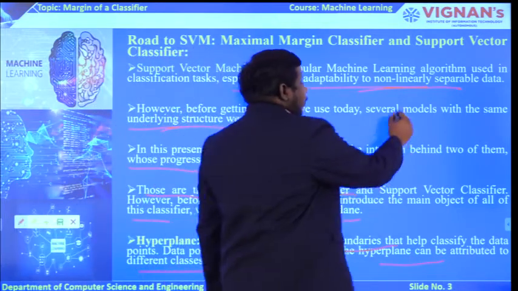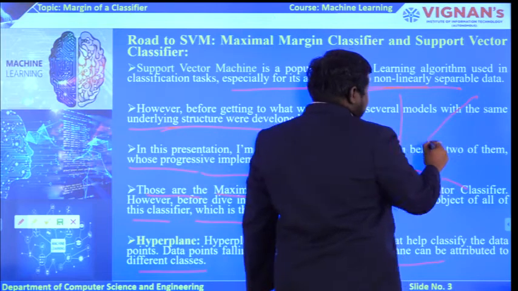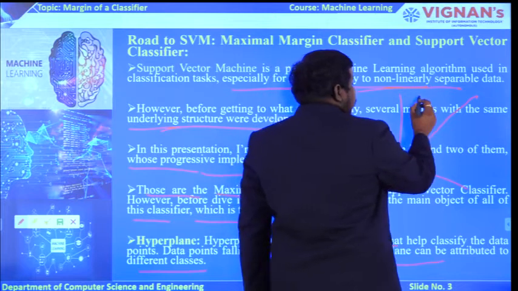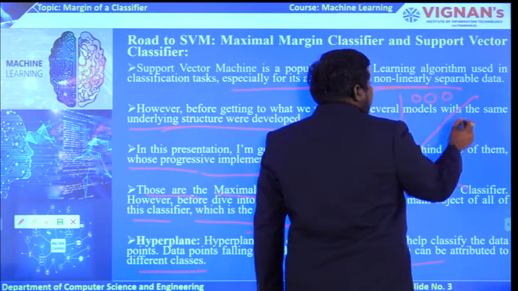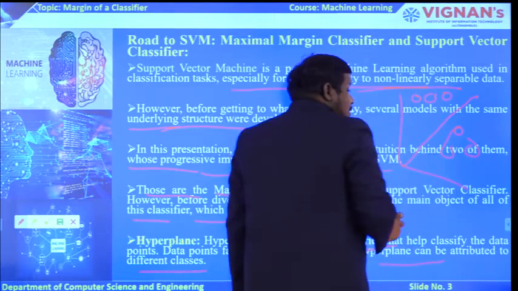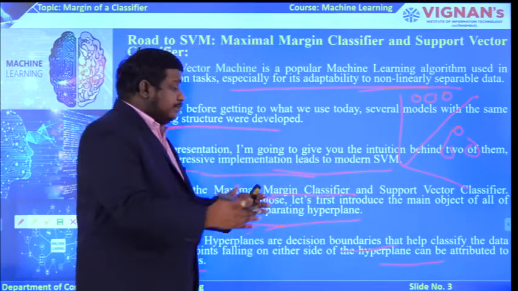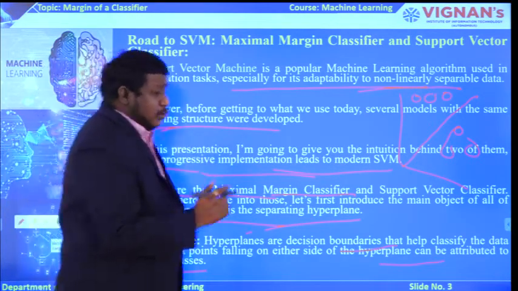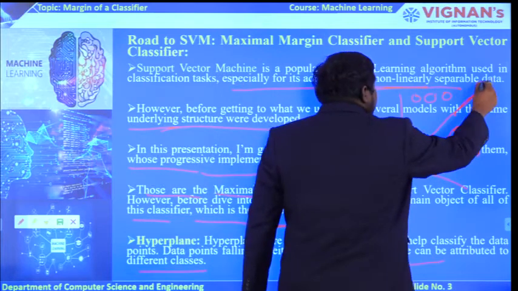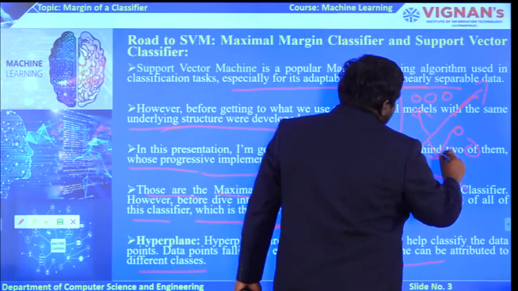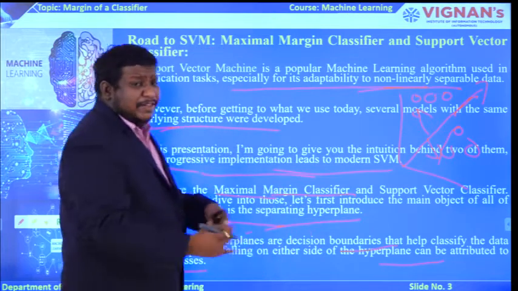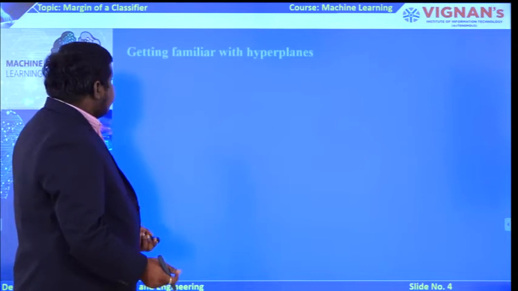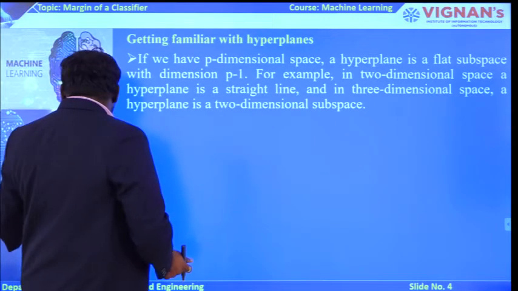Data points falling on either side of the hyperplane can be attributed to different classes. If you take a line like this, you can call it a hyperplane. Whenever you have some variables, they may be on the upper side of the hyperplane or the lower side of the hyperplane. Once the classification of the variables has been completed, those classified variables may fall above the hyperplane or below the hyperplane, based on the conditions or circumstances. So, getting familiar with the hyperplanes.